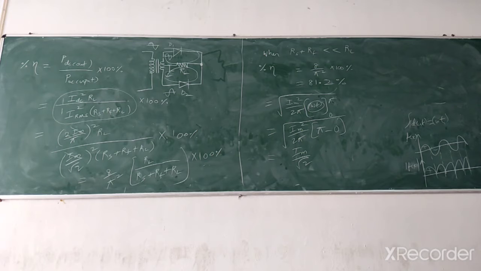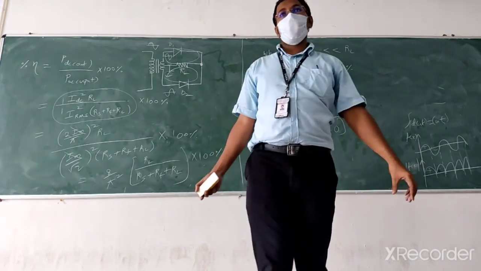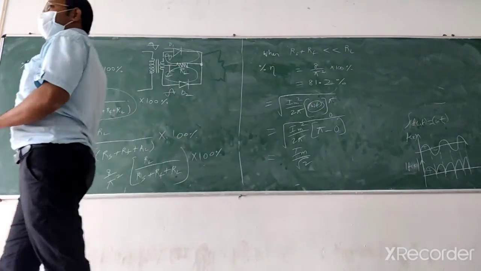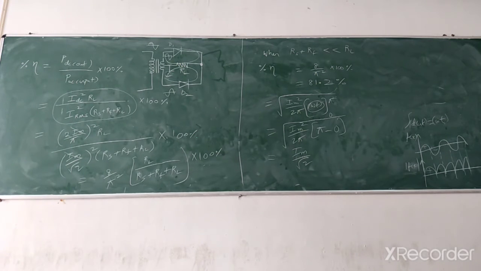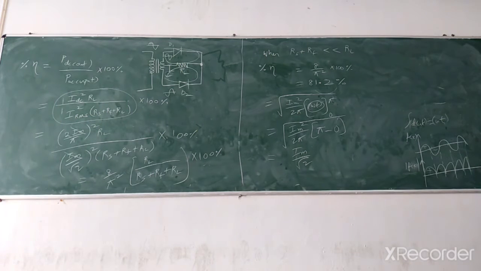What is happening in half wave? That negative half cycle is eliminated, wasted. But now that negative half cycle is inverted, because of that only we are getting the double efficiency. Clear? That wastage is avoided. That is also converted into useful. That is the reason the efficiency is double. Clear?